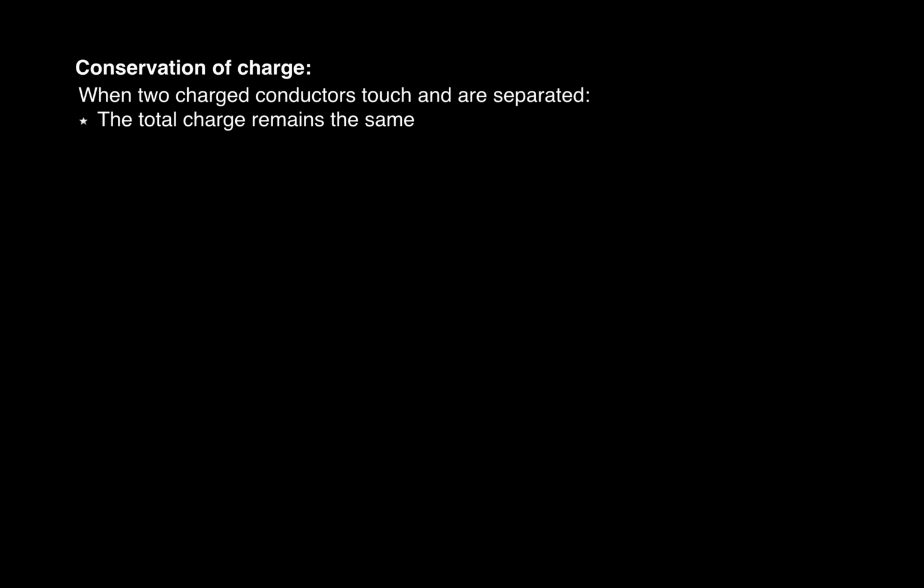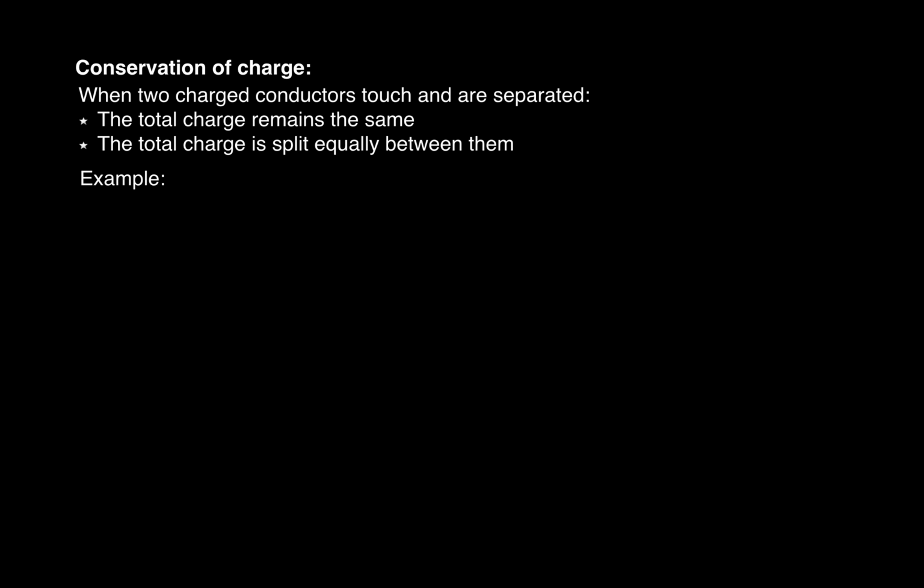Conservation of charge. Similar to all the other conservation laws, conservation of charge tells us before an event and after an event, charge remains the same. Conservation laws always tell us something remains the same before and after. When two charged conductors touch and are separated, the total charge remains the same, and the total charge is split equally between them.